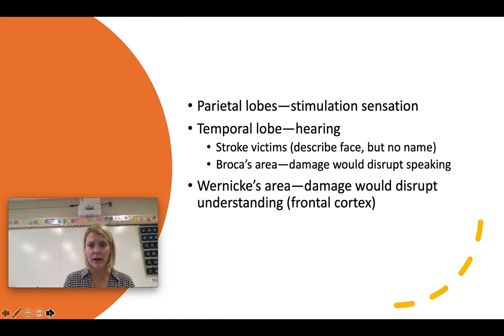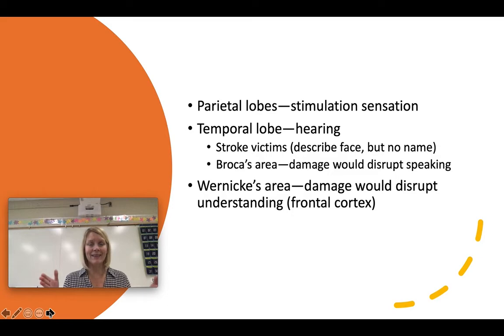Broca's area is on the left temporal lobe, and if there's damage to this area, it would disrupt speaking. So the way I like to think of Broca's area is think of Mrs. Brock. Juniors, seniors, it doesn't matter. Mrs. Brock does what's called orals. So I think of Brock and Broca. Mrs. Brock does orals, and that's when you literally have to talk about those questions, essentially on the Constitution and everything.